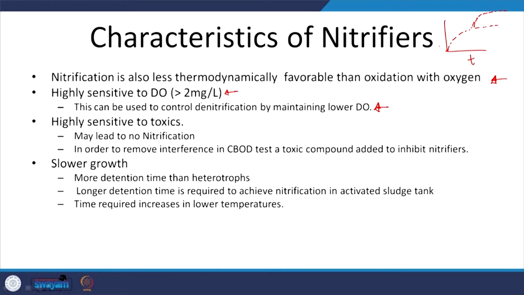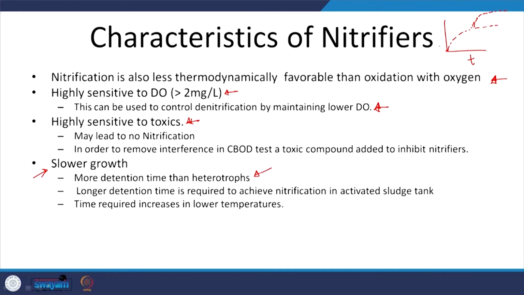And another aspect is toxins. I believe we discussed this, so I will skip through it. Toxins affect the ammonia oxidizing bacteria or nitrite oxidizing bacteria greatly, more than they affect the other heterotrophs. They are highly sensitive to toxics, and as we mentioned earlier, slower growing. So they require a higher retention time than the heterotrophs.